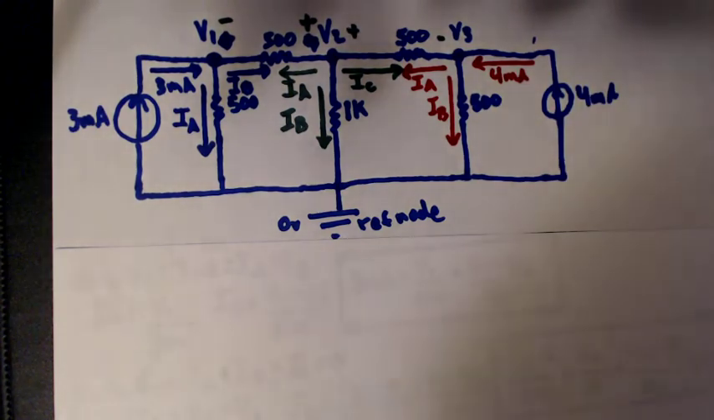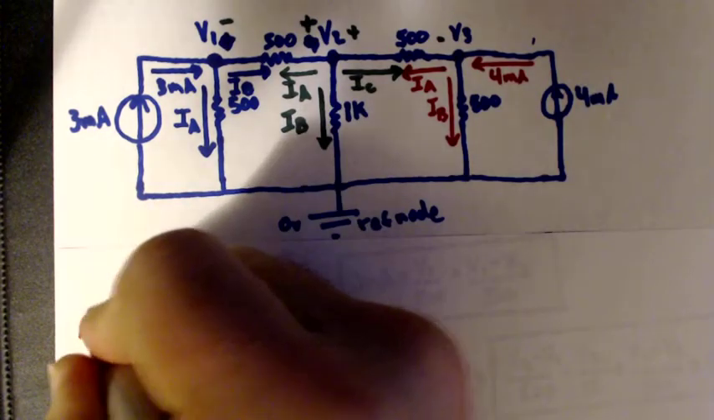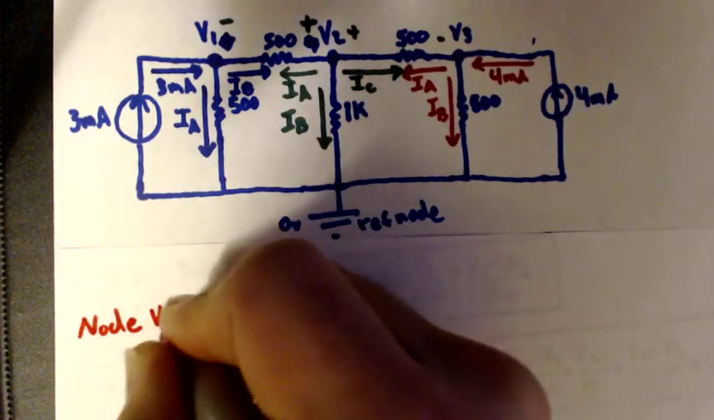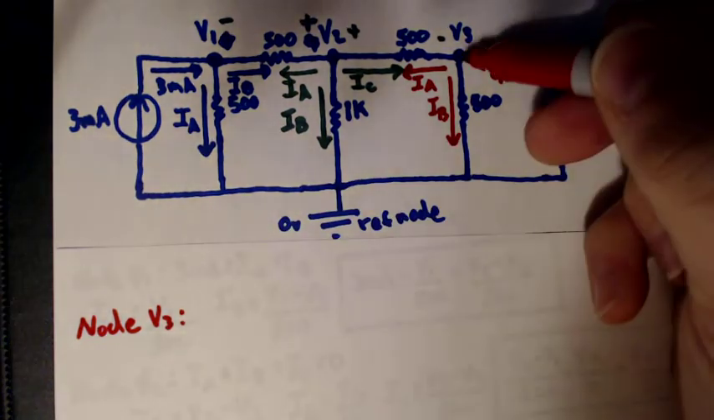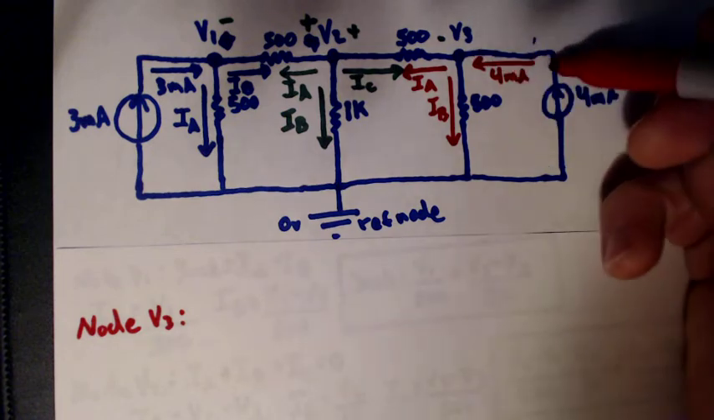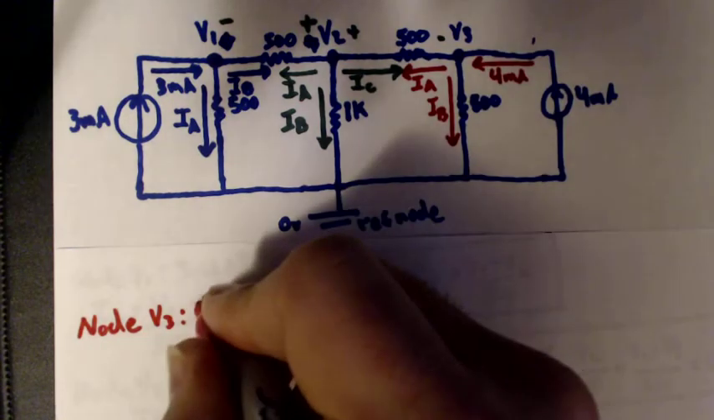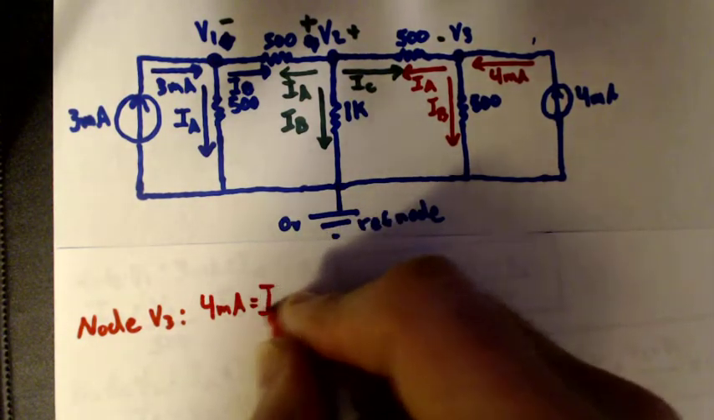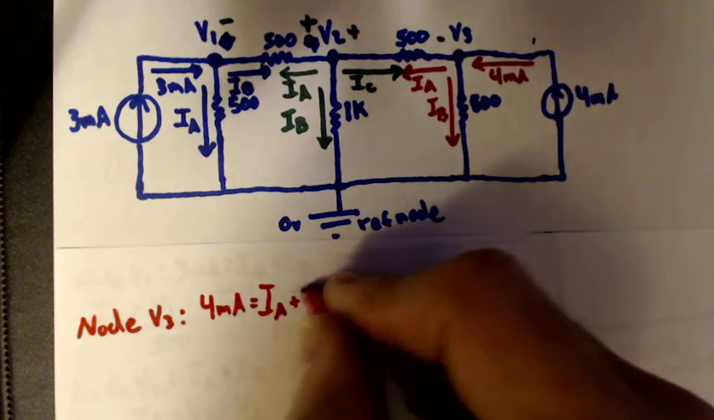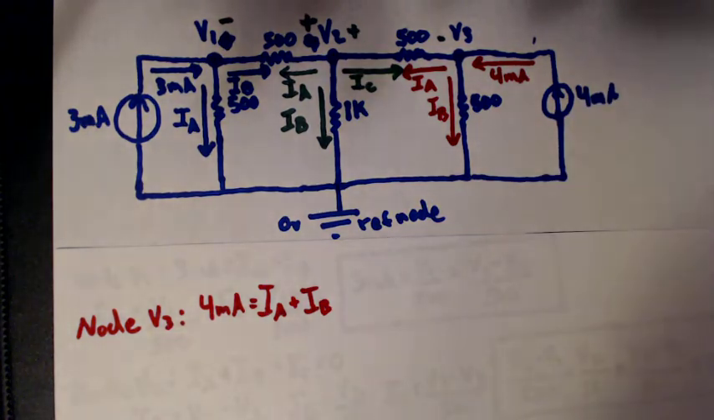Okay. So now let's go ahead and write out the expression for node V3. Over here, the sum of the currents entering must equal the sum of the currents leaving. I have 4 milliamps entering, and I have IA and IB leaving. No surprise, 4 milliamps should be equal to IA plus IB. Easy.